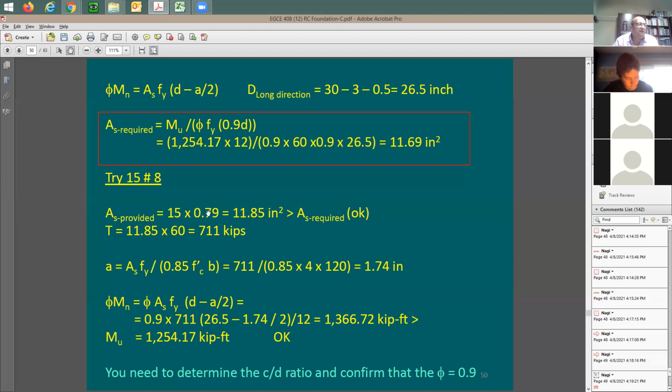Now the As provided is going to be 11.85, slightly higher than this. It's going to get you a tension of this much. Now compression block depth, you take As fy, there is no compression, it is all rectangular section, and you end up with 1.74. And your phi Mn, when you do the analysis, is 1254. How much was the demand? Excuse me, the demand is 1254. The capacity 1366. Meaning, if someone would like here to go maybe with 14 number 8, maybe it would have worked. There wouldn't be a problem in this case.